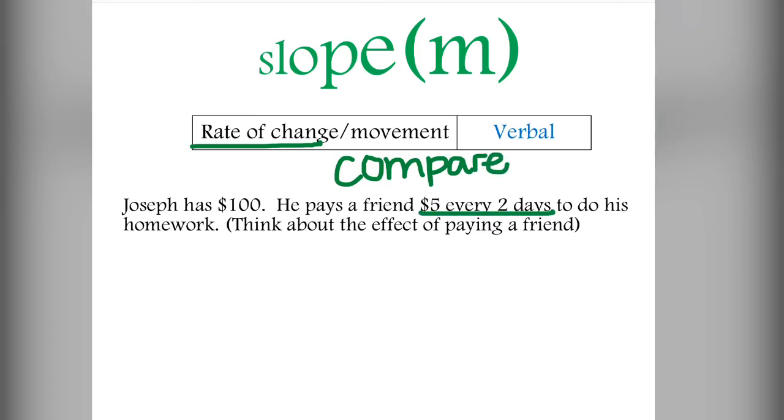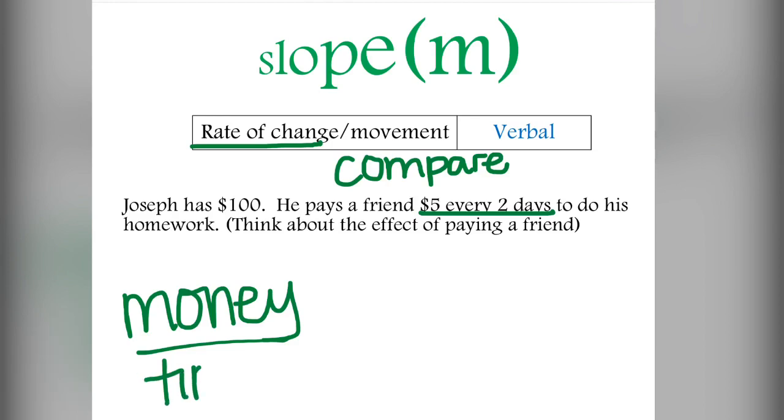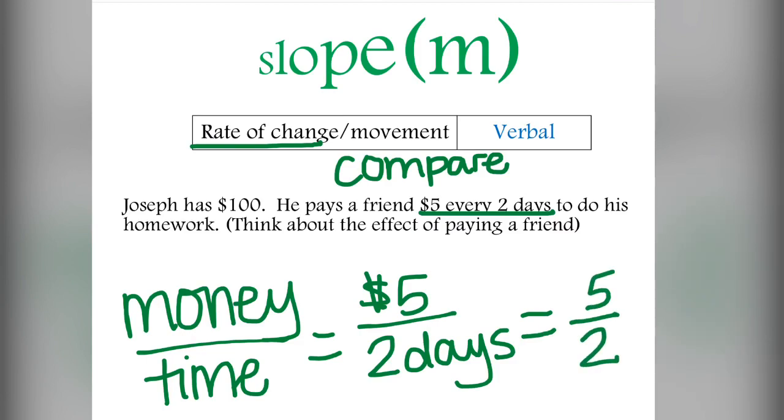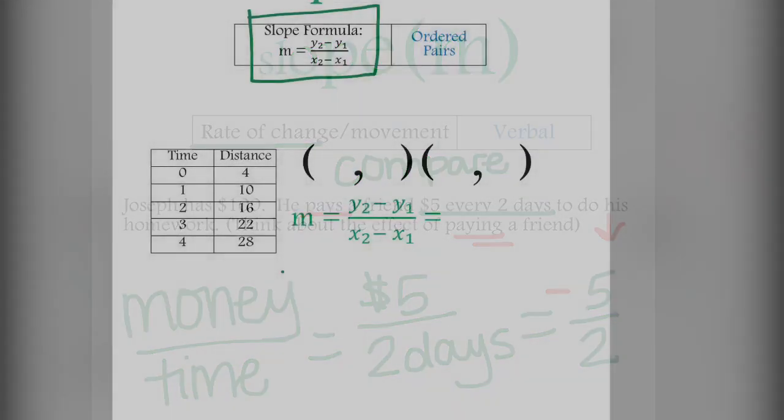Here we have $5 every 2 days. So there is a comparison of money to time. More specifically, in this problem, it's $5 compared to 2 days. So the slope is 5/2. But it does say to think about the effect of paying a friend. What happens to your money when you pay a friend? Your money goes down. So the slope is negative 5/2 for this problem.